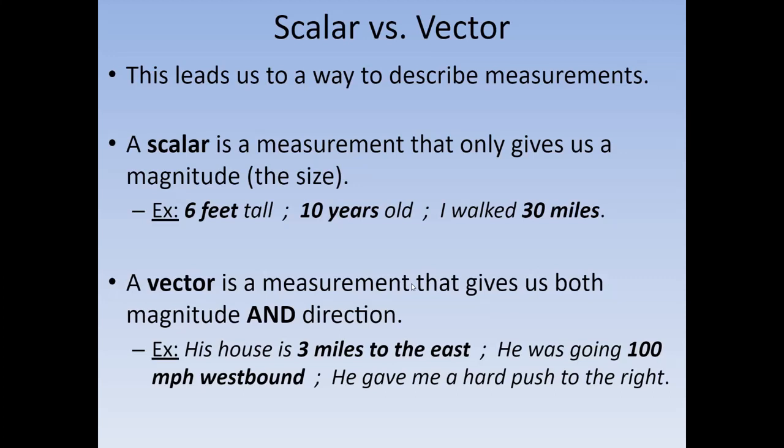Vectors, on the other hand, are measurements that have both magnitude and direction. So you have to include both a value and what direction it's going. And in particular, with vectors, it usually matters what direction you're moving. You can say that an object is displaced 3 miles to the east, or you might say the house is 3 miles to the east. In addition, you could also talk about how fast an object is going, or how you push an object. These are all examples of vectors.